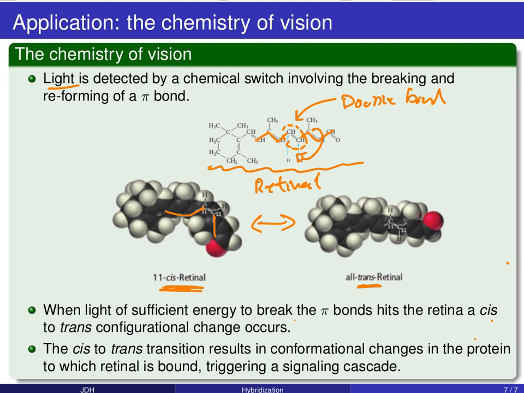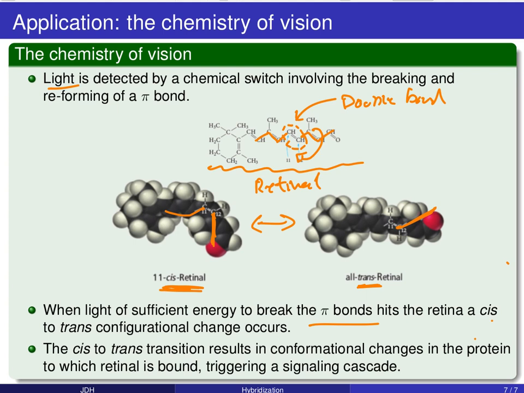And so in the context of vision, what ends up happening is light comes in and hits your retina. It's actually absorbed. If it's of the correct frequency, it's absorbed by this retinal compound, and it will have sufficient energy to break that pi bond. And breaking of that pi bond will then allow this transition from cis to trans. So light is literally causing this molecule to go from pointing down like this to something where it's kind of pointing up like this. So a structural change in the molecule occurs when light hits it.